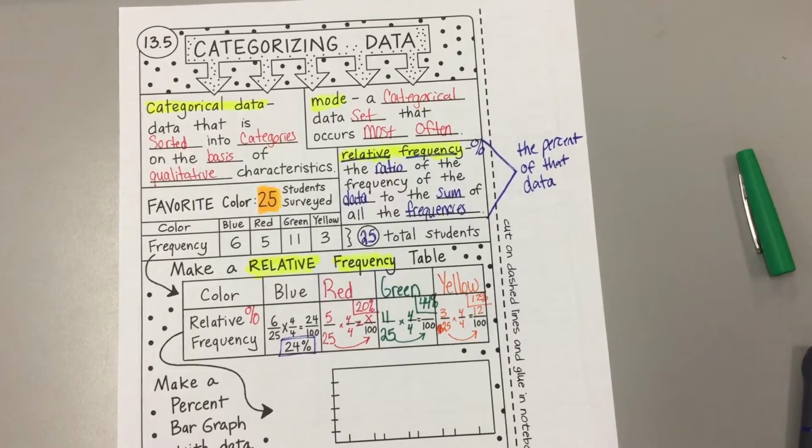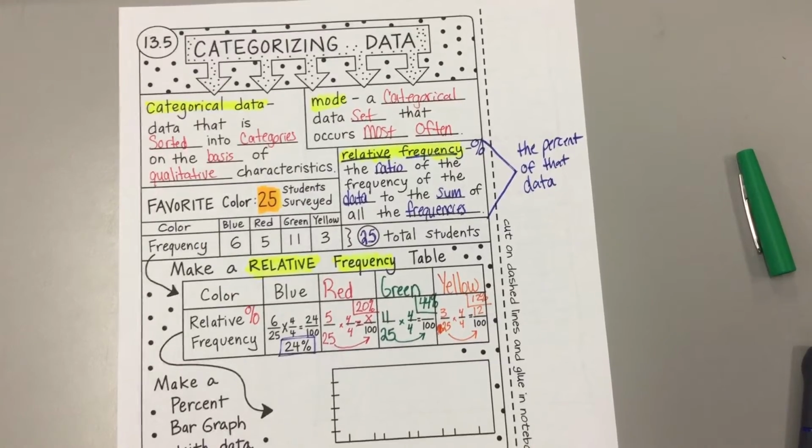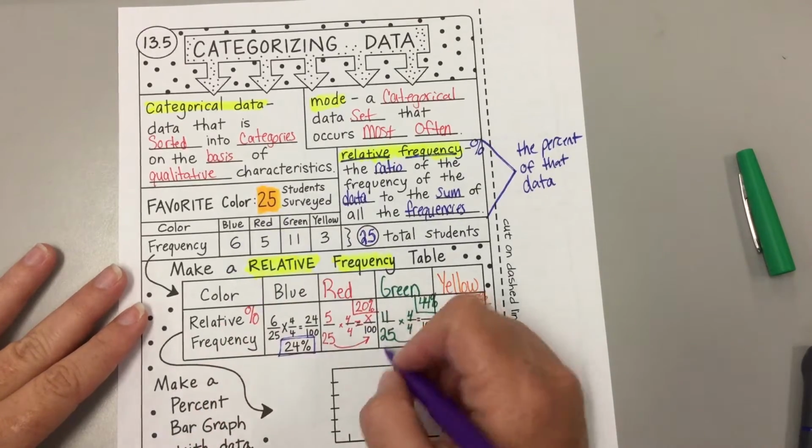So now I'm going to go ahead and make a bar graph. What do I need? There's 3 things that I must have on a bar graph. What is it? Yes, I need labels, right? Those 3 labels. What is one of the labels? I need a title. So our title would be favorite color.